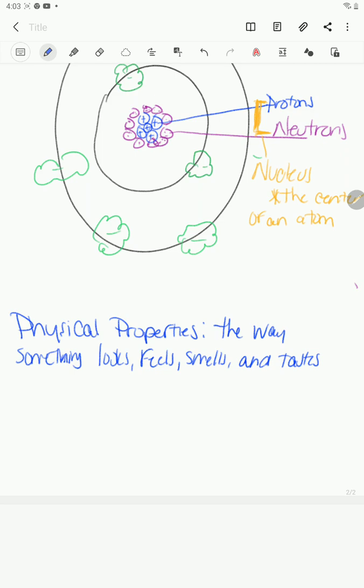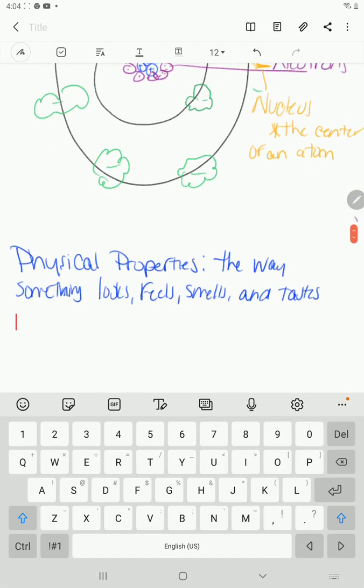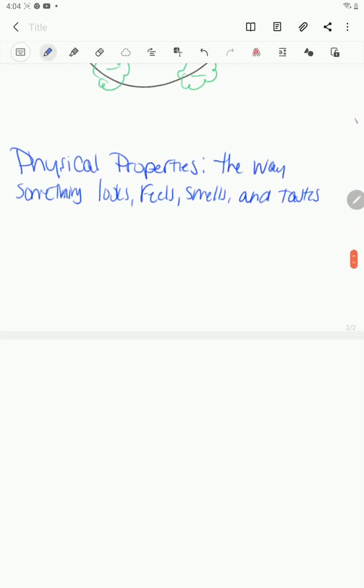You're going to look at a blue gumball and you're going to know it's blue. If you taste it, you're going to know it's sweet, right? So it's easy to classify matter by these characteristics. Some common physical properties used to differentiate matter are some other terms that I will define for you here.